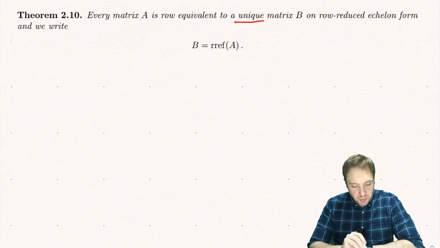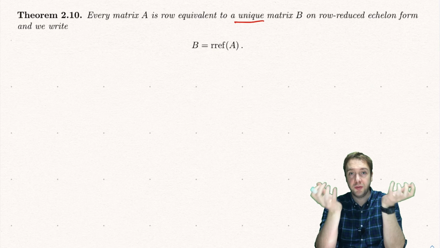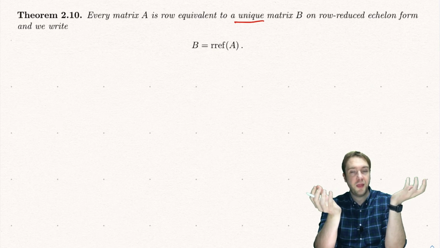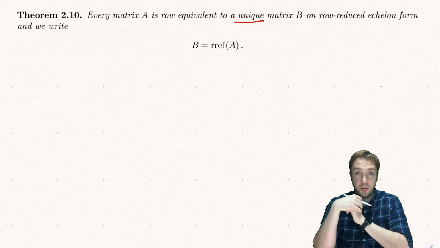We will not prove this precisely, but what you would need to show is that if you have two matrices in row-reduced echelon form which are different, then you cannot go from one matrix to the other by using these elementary row operations.